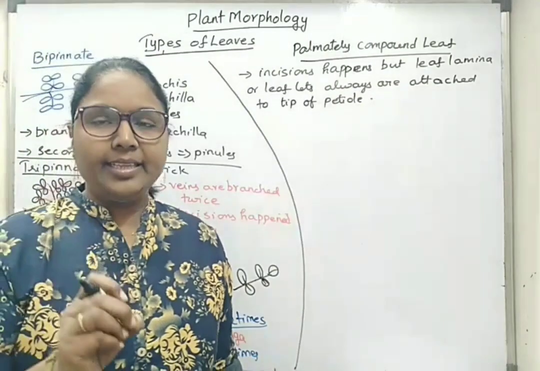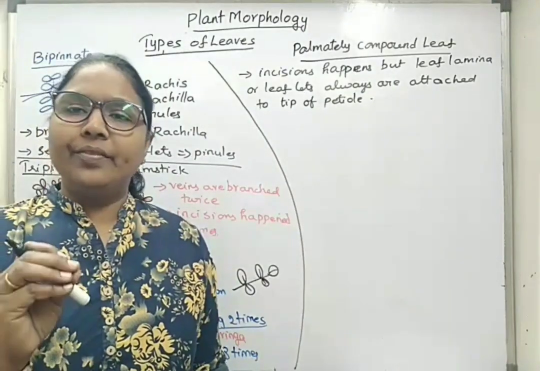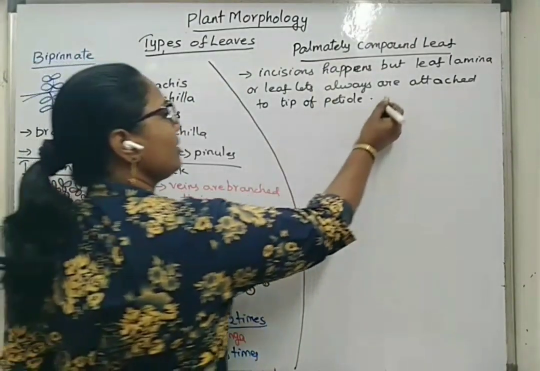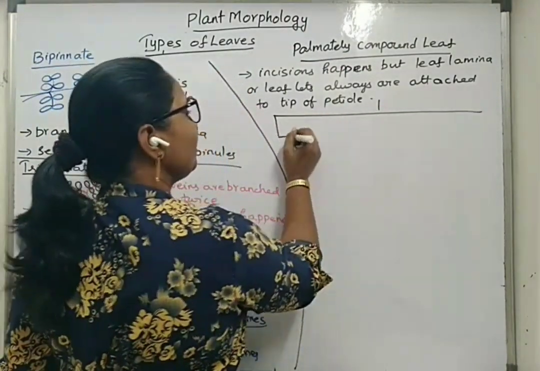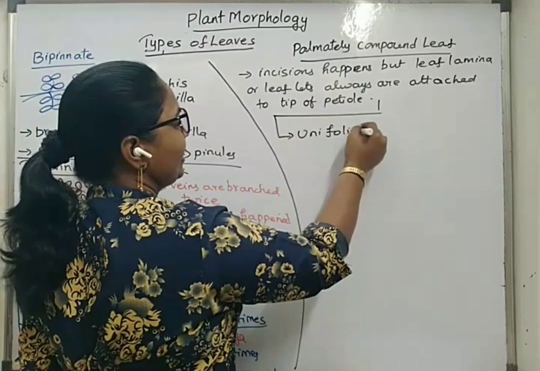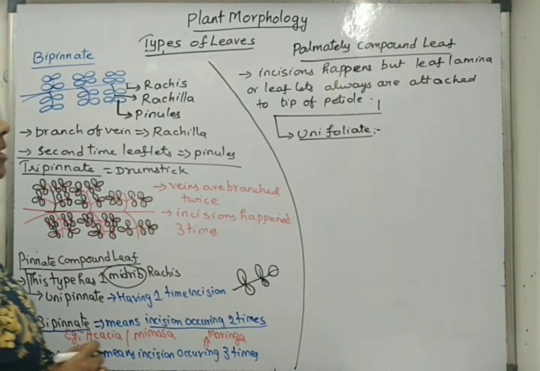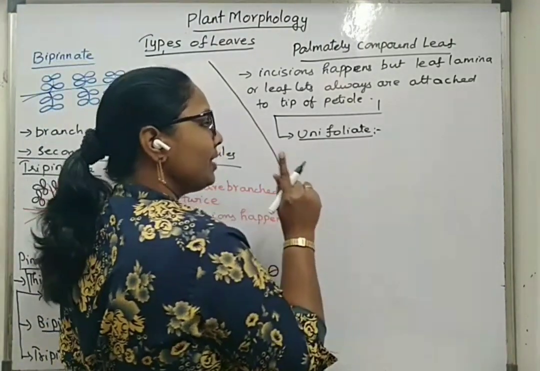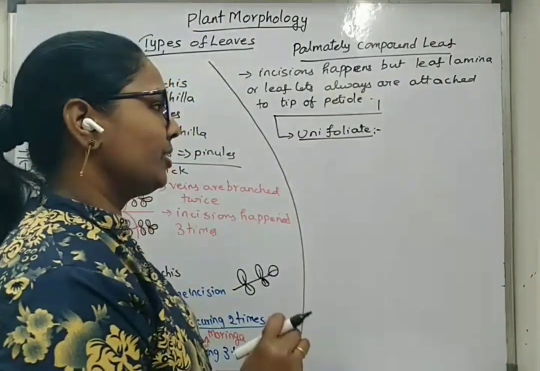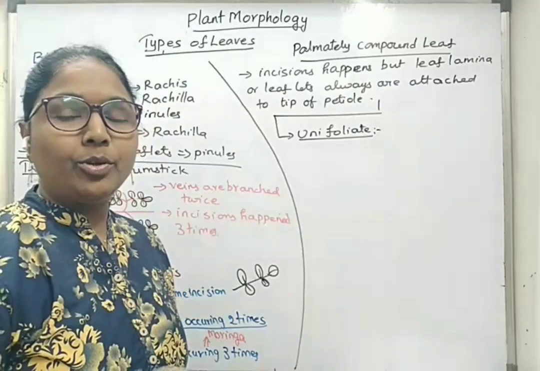We gave the types of pinnately compound leaf as unipinnate and so on. But in the case of palmately compound leaf, we use terms like unifoliate, multifoliate. So these are again of a few different types. First one, unifoliate. Here also incision happens, but in unifoliate, the leaf undergoes incision only once and gives rise to 2 different part-like structures, but it is only one leaf. So here incision happens at the junction of petiole and the leaf lamina.